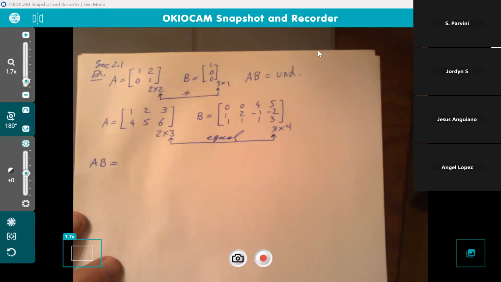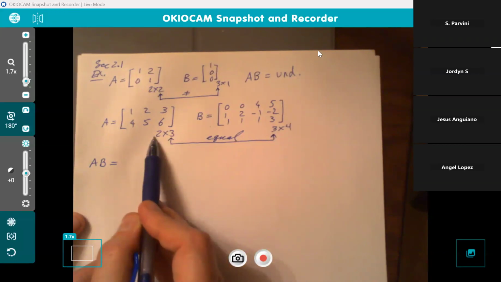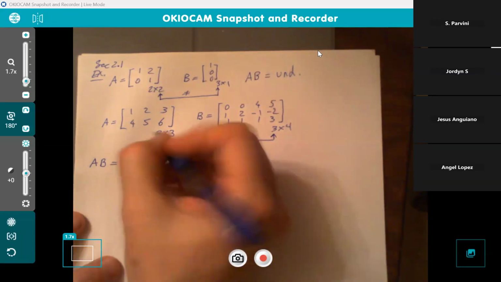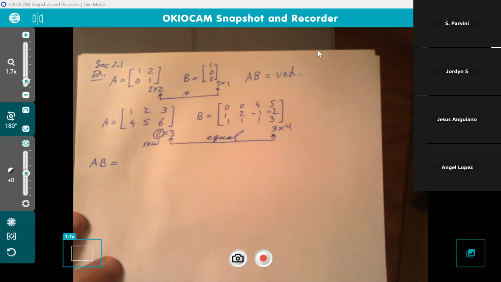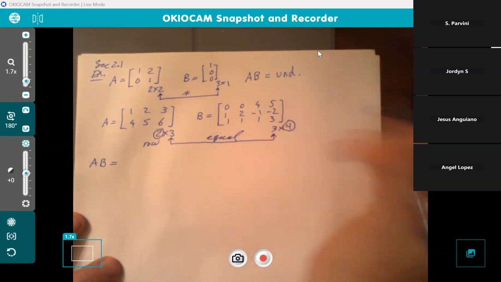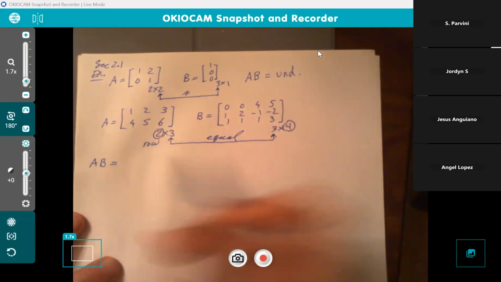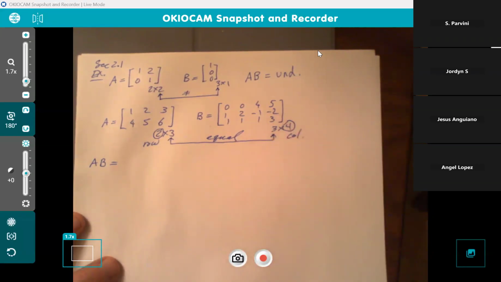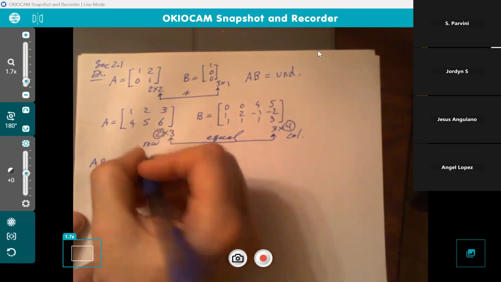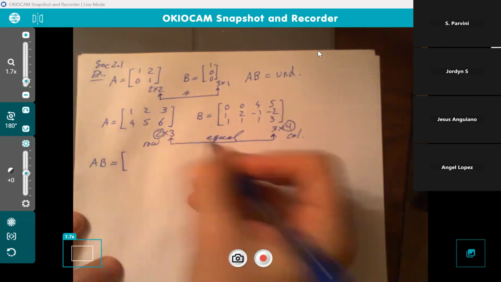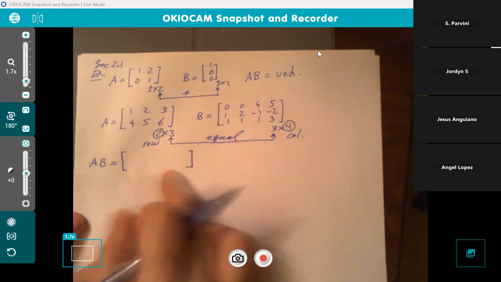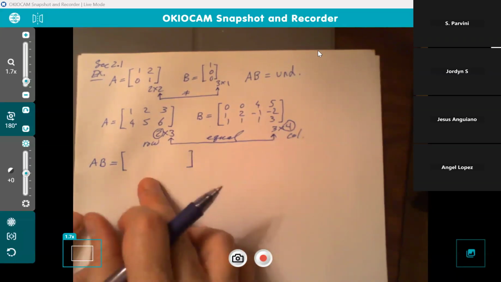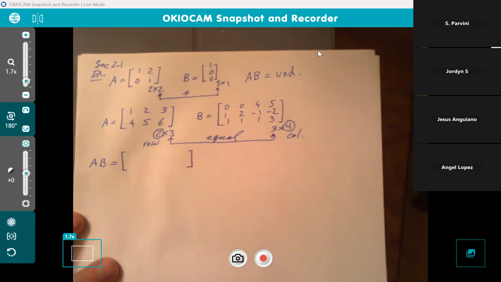I think AB would be 2, 1. Over this one, it would be 2, 4, I think. You got it, perfect. So the product's going to have 2 rows and 4 columns, isn't it? So let's prepare for that. Here's a matrix that has 2 rows and it will have 4 columns. That makes me aware of how much space I need and the size of the matrix.